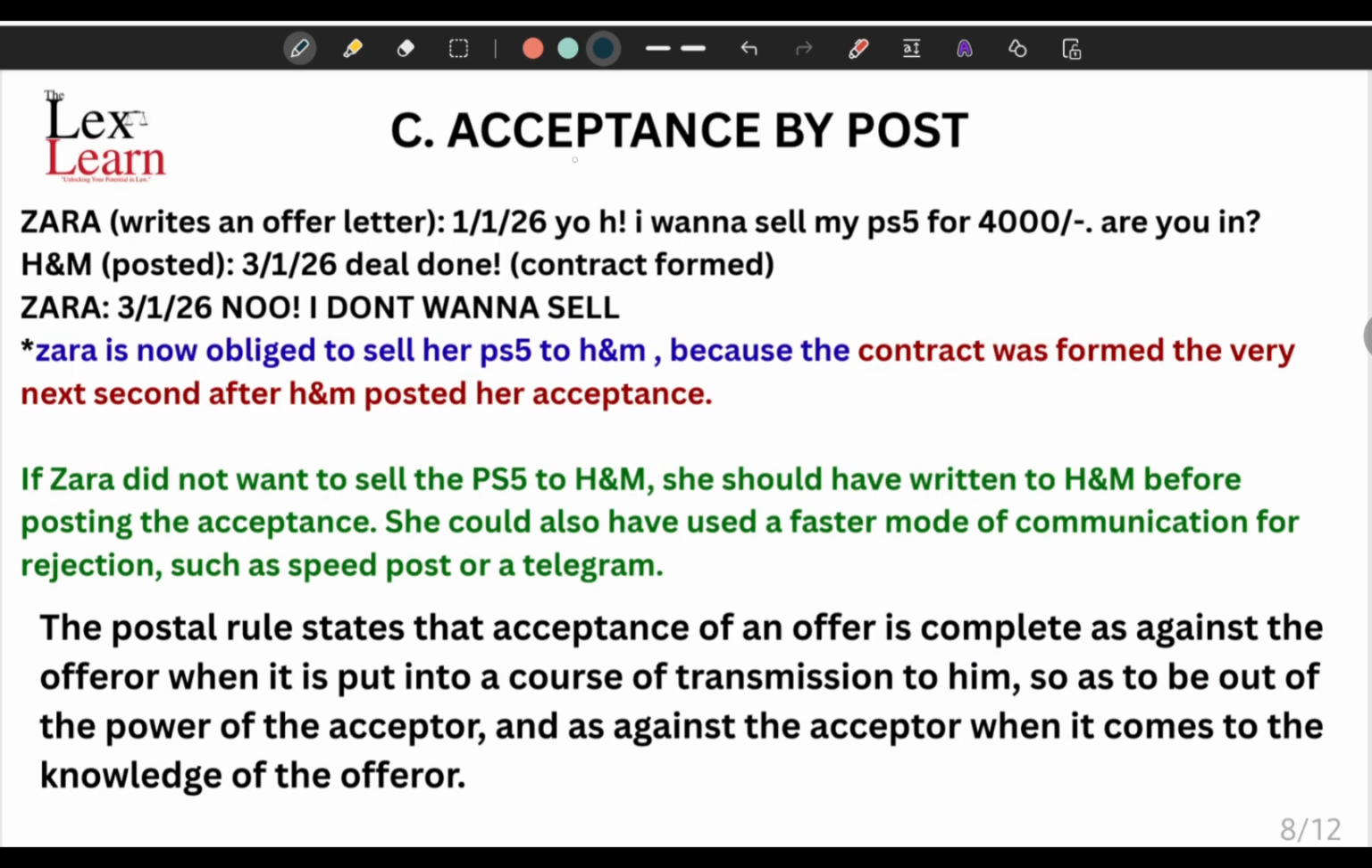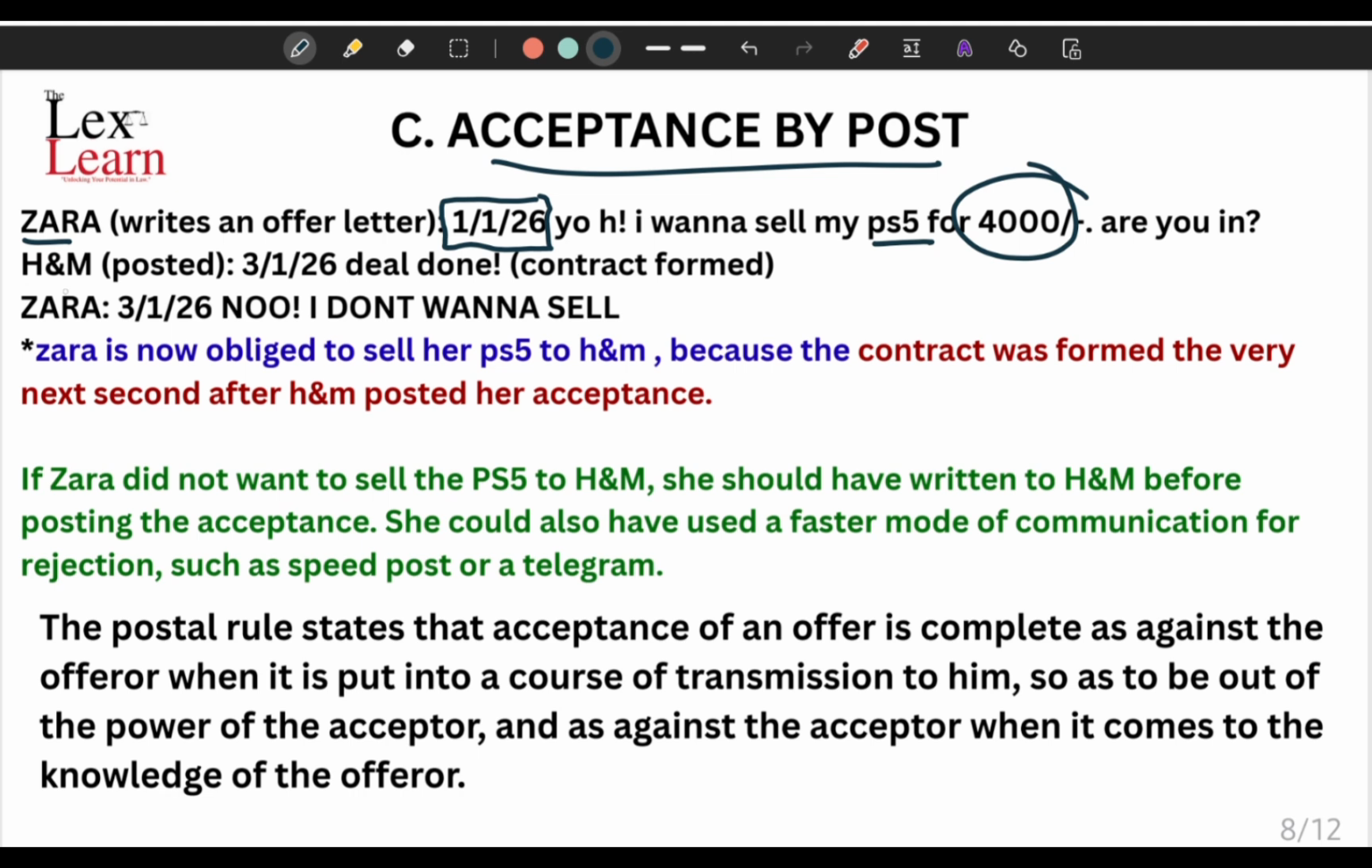Even 5th year law students really get confused, and I'll explain it to you in layman's terms with a very wonderful example. So coming up to the acceptance by post, here I've taken a conversation between two famous brands in the world, Zara and H&M. Since we are all Gen Zs, I thought it would be easier for us to understand. So Zara offers to H&M, on 1st January 2026, remember the date please, that Zara wants to sell its PS5 for 4,000 rupees. It's asking H&M to accept the offer.